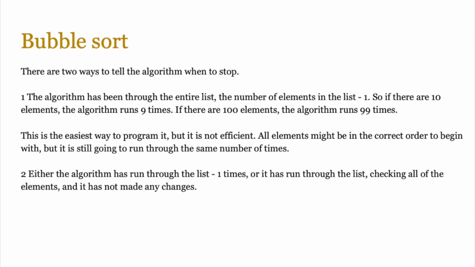And this is the easiest way to program, but it's not very efficient because all the elements might already be in the correct order, but you still go through the list 99 times, and that wastes a lot of processing time. So either the algorithm has to run through the list minus one times, so whatever the length of the list is, minus one, or it has to run through the list, checking all the elements and finding out if it's made any swaps. So it then needs to use a flag, just like we need to use a flag in the linear search to make it more efficient. So if we go through the entire list and we haven't swapped anything, the flag says no swaps equals true. Therefore, we exit the loop. That makes it much more efficient.